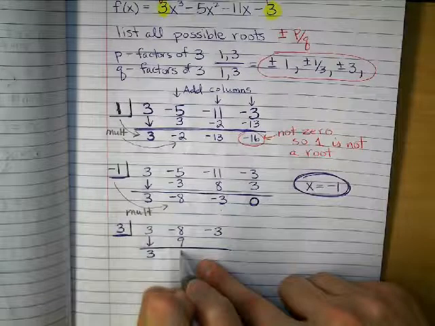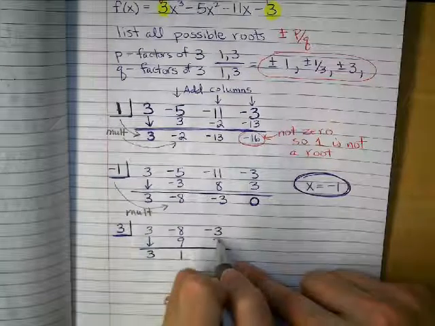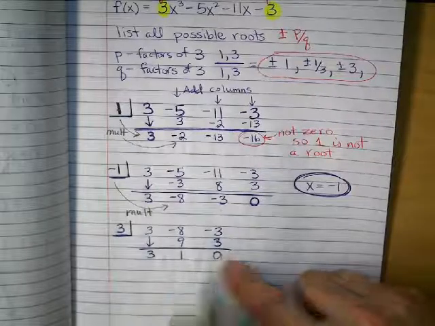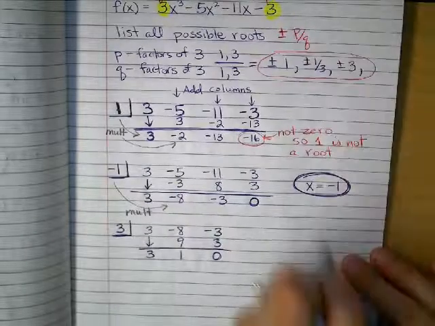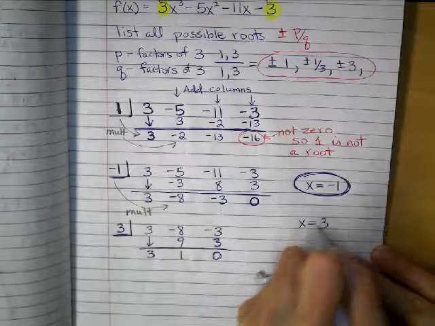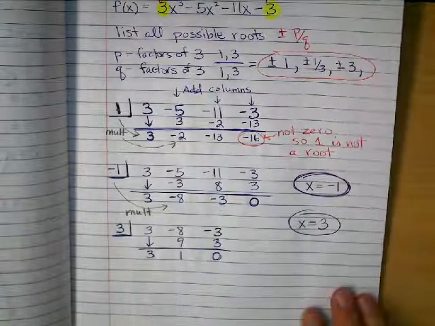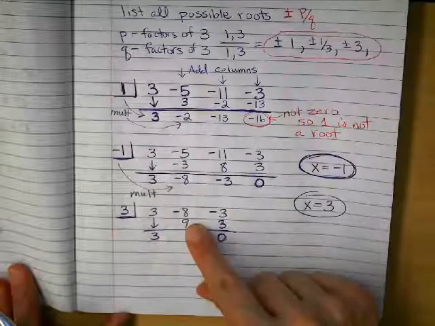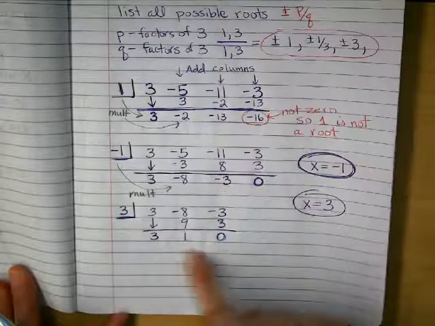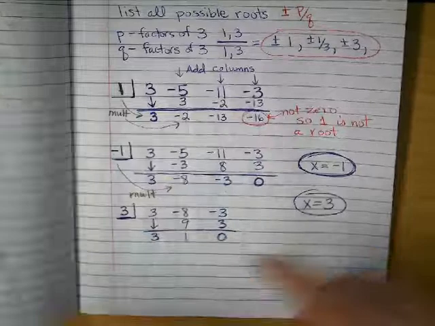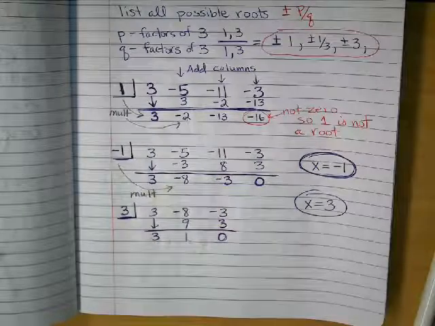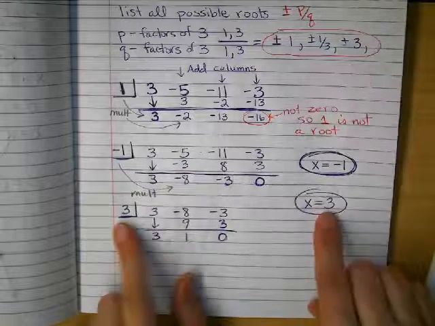3 times 1 is 3. Look, I got a 0 again. 3 is another answer to this problem. X equals 3. That's another answer to this problem. See? If I tried it, it worked. 3 times 3 was 9. Added that up. 1 times 3 is 3. Added that up. If you get a 0 at the end, it's good. That means it is a factor of that problem. So 3 is another answer.